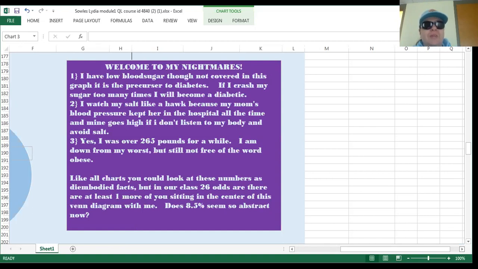The final thing, yes, I was over 265 pounds for a while. And it's been really hard to lose that weight. The medication got me up there, but it was because it was keeping me from exercising like I normally had. I am down from my worst, but I am not free yet of the word obese, and I've not got any hope of getting completely free of it for a long time. Doesn't say I'm not trying, but in the real world, trying and keeping a school schedule have not been compatible.